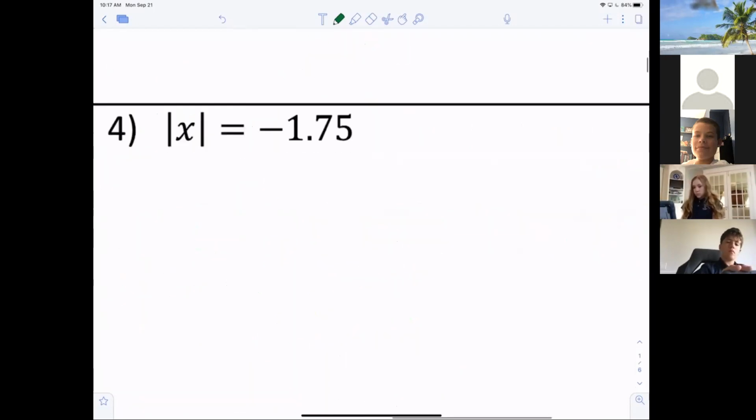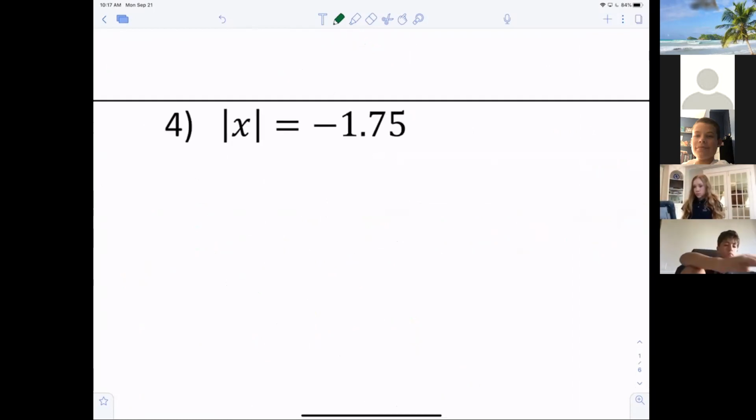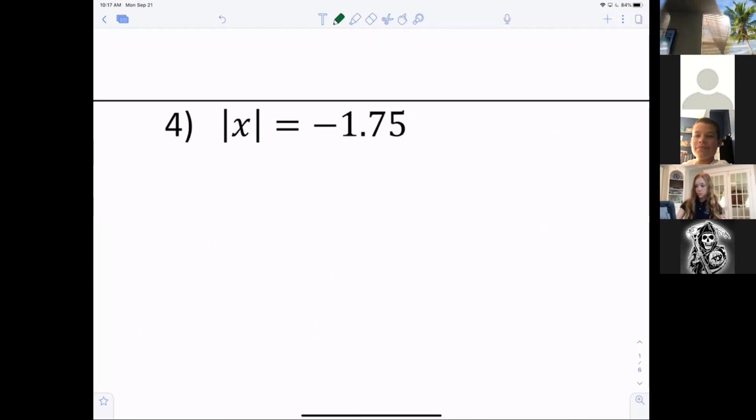All right? Now, number 4. The absolute value of what is negative 1.75, Oscar? Positive 1.75? It is no solution. Thank you. That's the time when it's not going to have two solutions. Because why? Can the absolute value be negative? Distance cannot be negative. Negative distance is a direction. All right? Absolute value cannot be negative. So those are the two little things you got to be careful of.